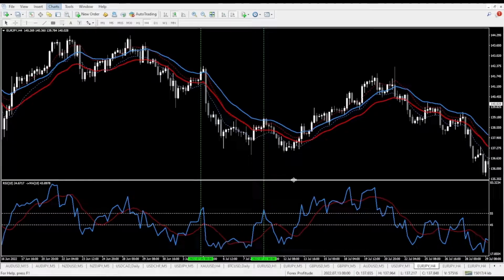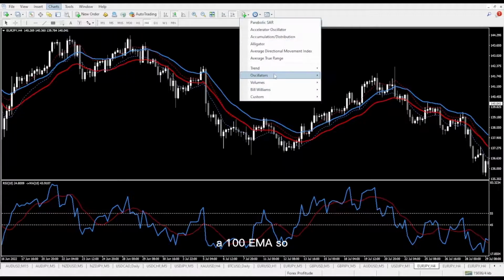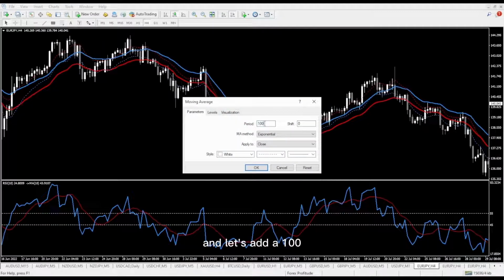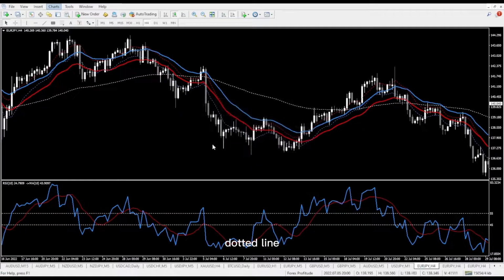And another one right here. So we've got everything, all the criteria is met for a trade, and it didn't work out. And again, we didn't even get to manage the trade on this one. Now I'm going to add another moving average to this. I'm going to add a 100 EMA. So let's go trend. I'm going to go moving average, and let's add a 100 exponential moving average. So I've got a white dotted line, and we're going to notice a couple of different things.